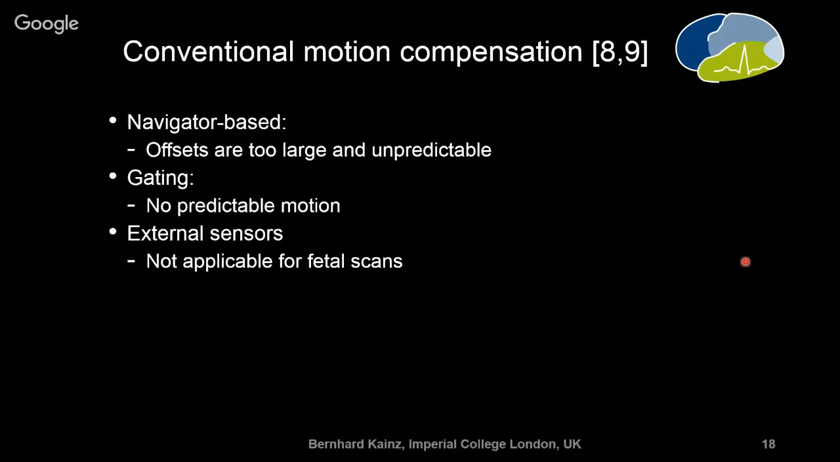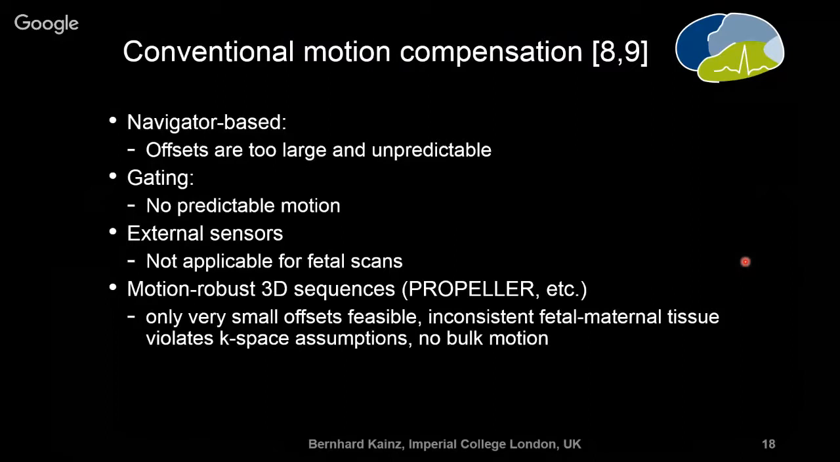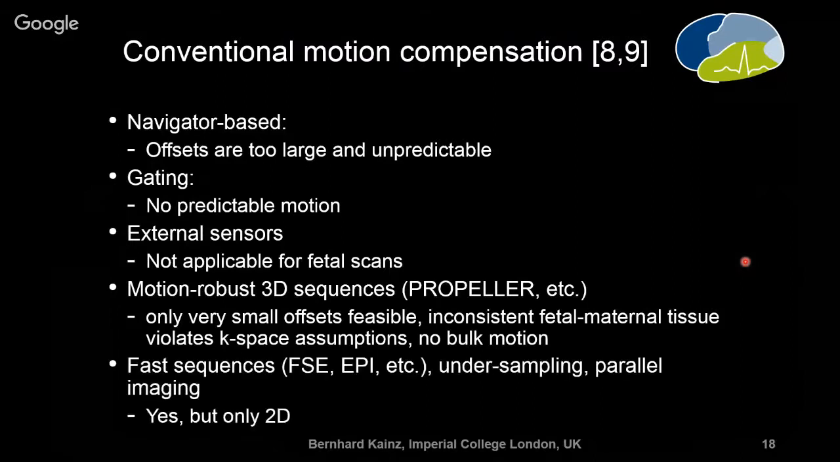That's just not possible. Motion robust 3D sequences have been developed, which recover for small offsets. For example, Parkinson patients would have this problem with holding still when their brain is scanned. For this kind of small, random offset, you can develop sequences which are motion robust in Fourier space, which is where MRI actually acquires its data from. Still, we have the problem of bulk motion. The fetus usually moves a whole part at once, and not just a small tissue area, so these assumptions just don't hold here.